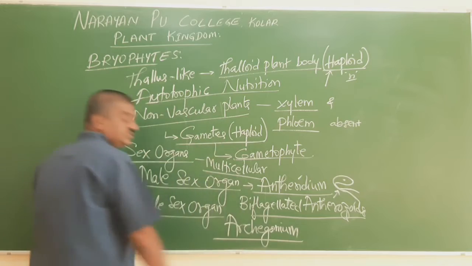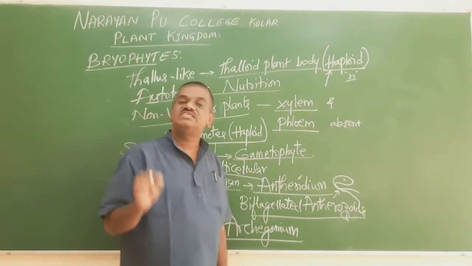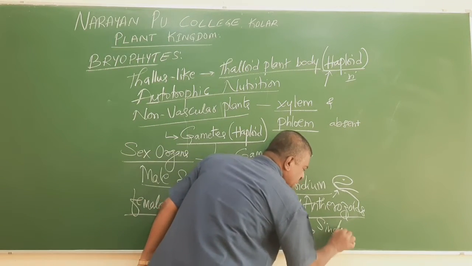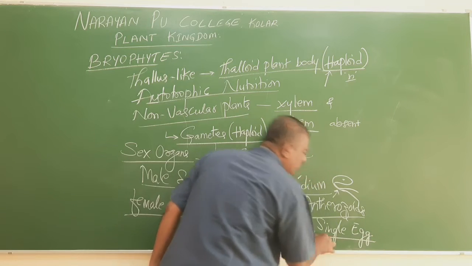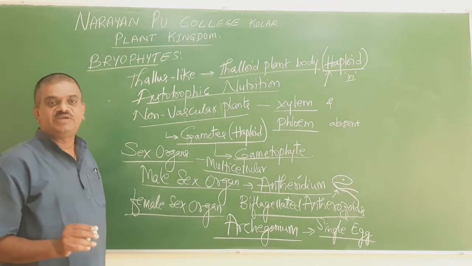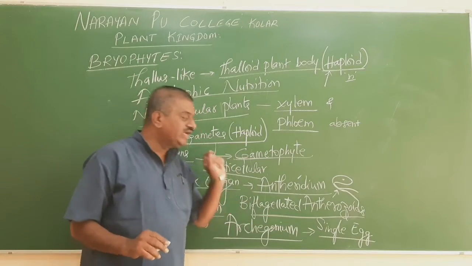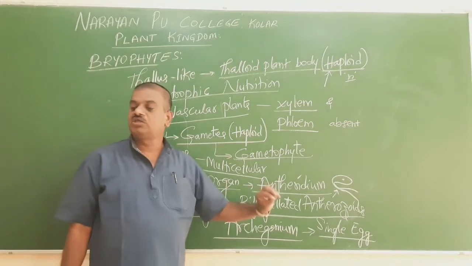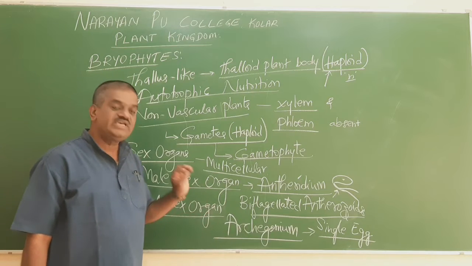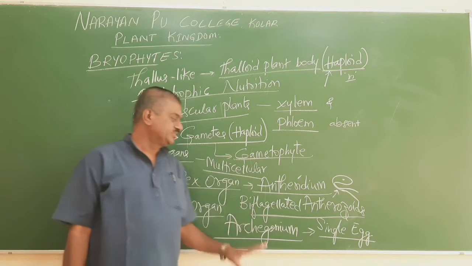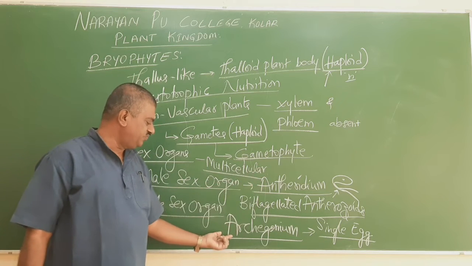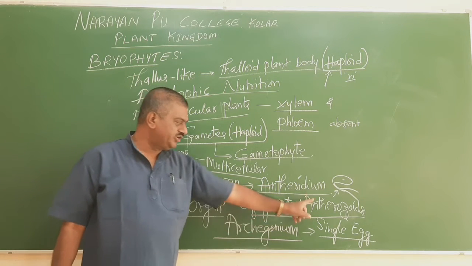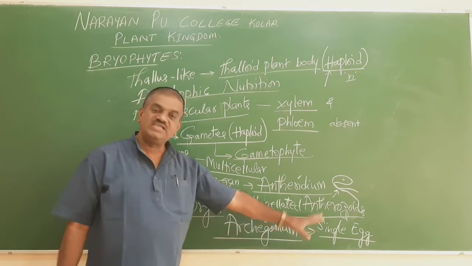Archegonium is flask shaped and produces only one egg. The single female gamete is called an egg, and only one is produced in the female sex organ called the archegonium. So the archegonium is the female reproductive organ. The male reproductive organ is the antheridium. The male gametes are called biflagellated antherozoids, and the female gamete is called the egg.